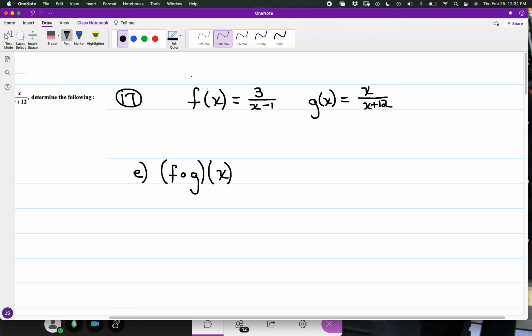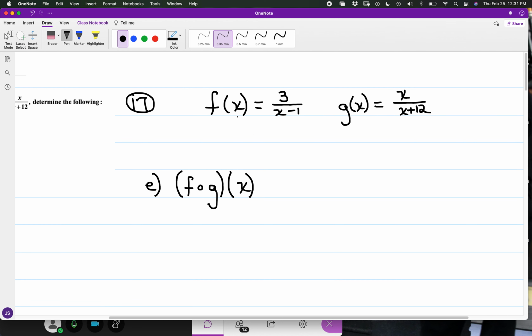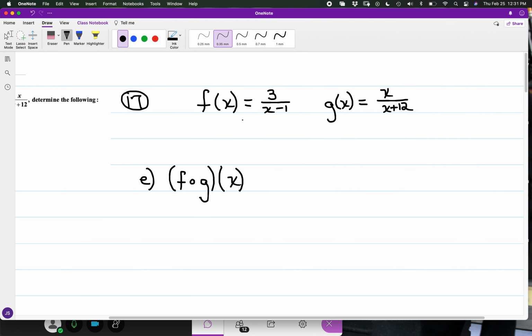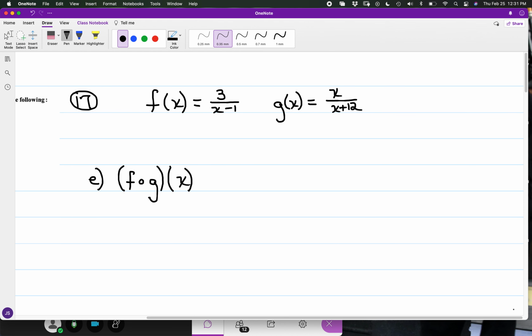And for what we have in this expression, f of x is equal to 3 over x minus 1, and g of x is equal to x all over x plus 12. Now for f composed with g of x, if I write what I have in compact functional notation, I'm looking at f of g of x. So we have the output function to be along the lines of f of x.